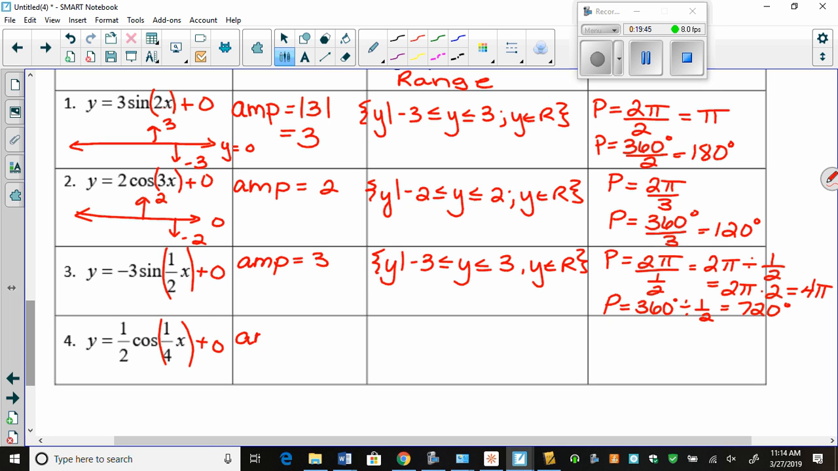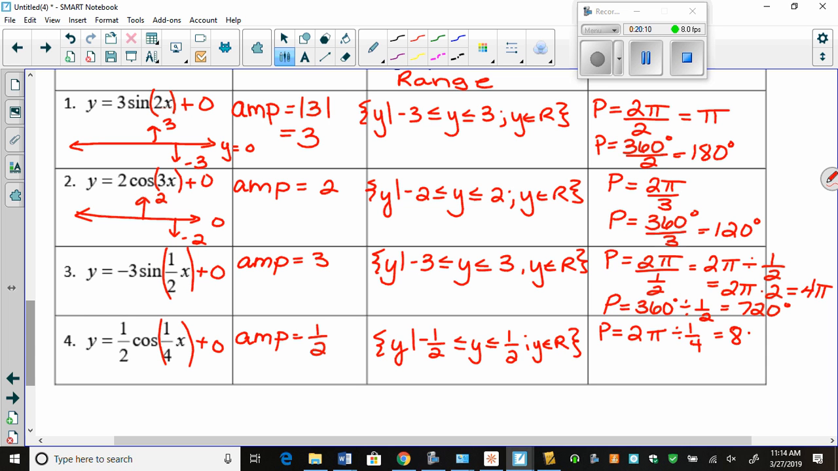This one has an amplitude of 1/2, so it's half as high. So I go up 1/2 and down 1/2. So I'm going to be from 0, because I have midline of 0. So I'm going to have -1/2 is less than or equal to y is less than or equal to 1/2 y-er. And then the period is 2 pi divided by a quarter. So it's going to be 8 pi. And then the period is 360 degrees divided by a quarter, which is 1440.